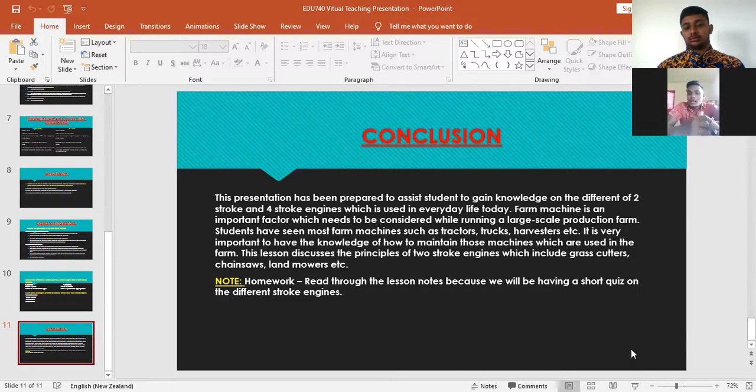And class note at the end. Homework: read through the lesson plans because we will be having a short quiz on the different stroke engines. As I have said, all the questions will be directly lifted from the notes. Every day, whenever I start the class, we will have a short 5-minute quiz before we start our class. So go home and read through the notes, whatever we discuss in the class. Next week when we have the class, we'll have a short quiz on that, right?